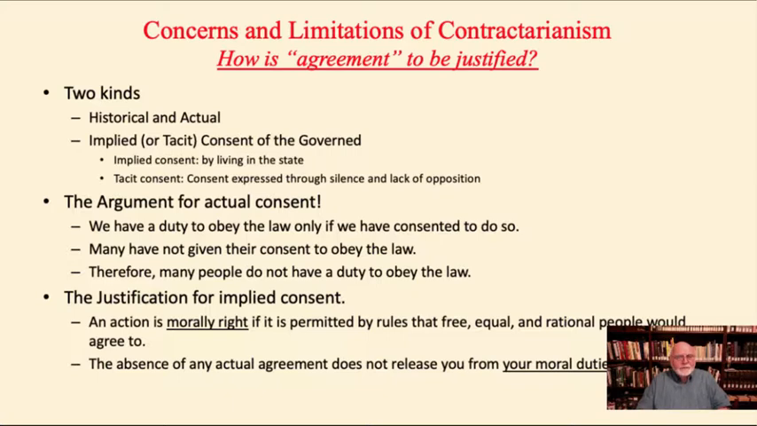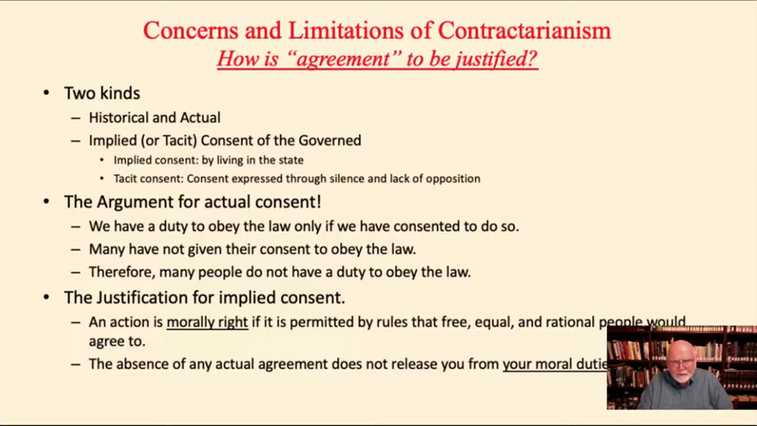Now, the argument for actual consent, which is sort of a Rousseau type of argument, is we only have a duty to obey laws if we've consented to do so. And many people haven't given their consent to obey the law. Therefore, many people don't have a duty to obey the law. Well, that's a pretty good argument. However, the justification for insisting on implied consent revolves around this concept of free, equal and rational people establishing rules that free, rational, equal people would agree to if they were exercising rationality.